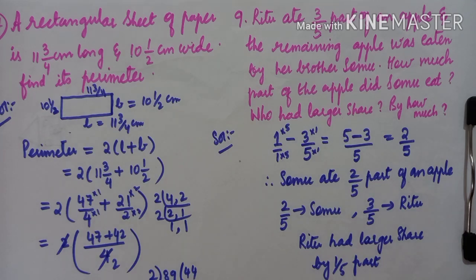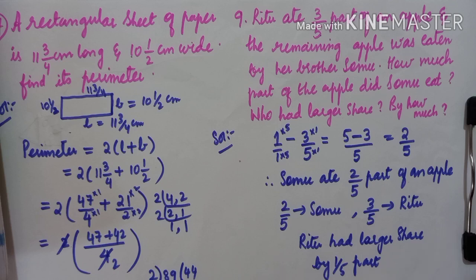Now the last problem of this exercise. The next problem is: Samira purchased 3.5 kg apples and 3 by 4 kg guavas. So what is the total weight of fruits purchased by her? What you need to do here is just add up the apples and guavas. Add the mixed fractions, that's it. That will be the total weight.